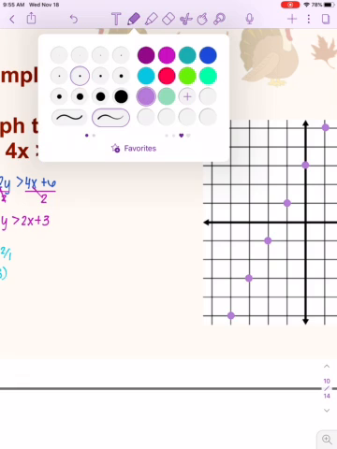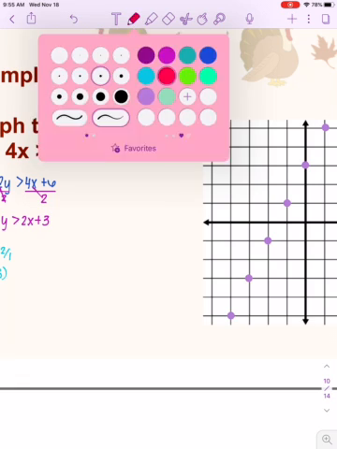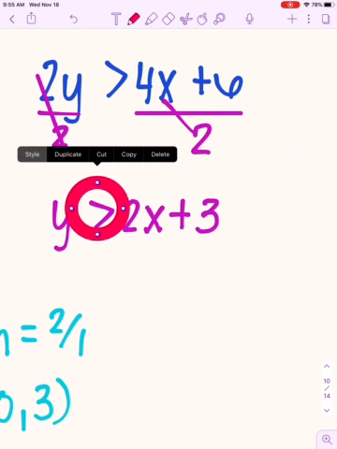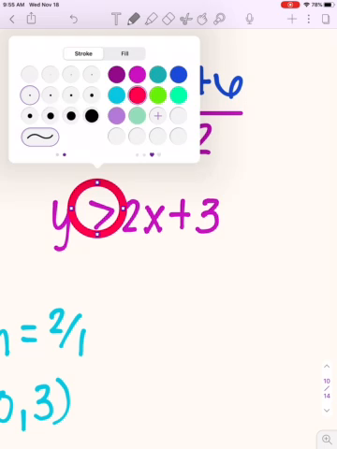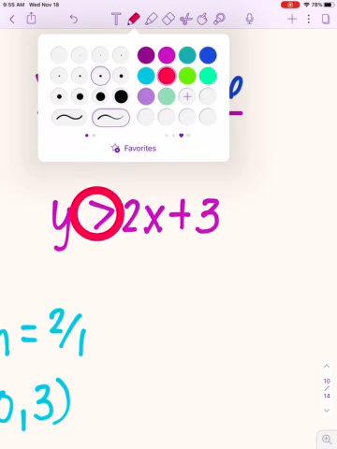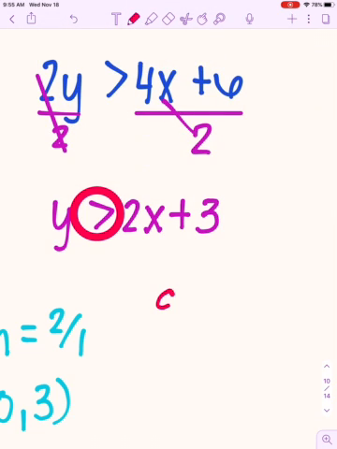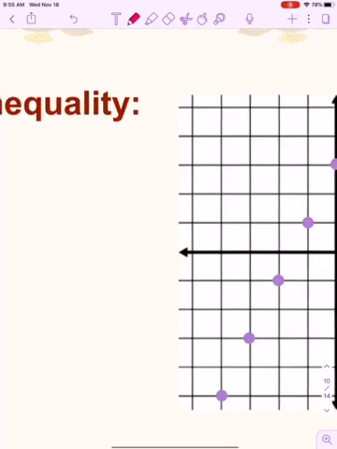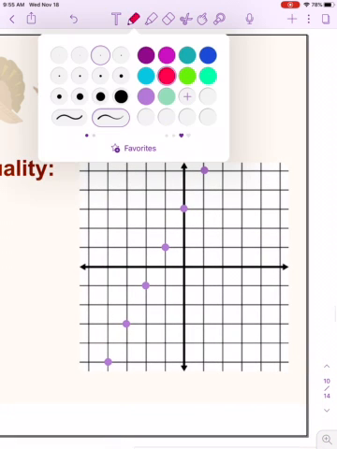Before I just get excited and go ahead and call it a day and connect those, I have to look at my inequality and see what it tells me. This is a strictly greater than sign. So if it's strictly greater than, it's going to tell me that it is going to be dotted because there's no solid line underneath, and greater than is above. So we are going to do a dotted line above.